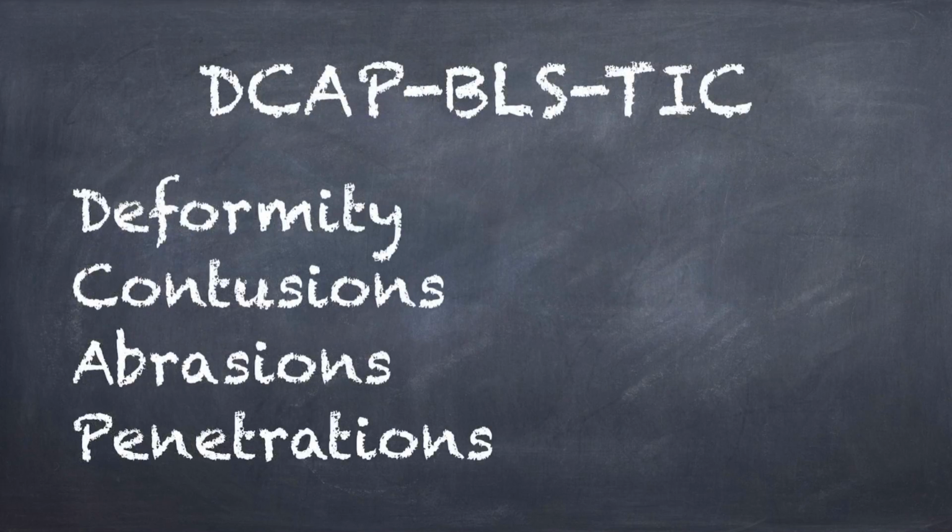Switching gears to trauma patients, when we are trying to assess for injuries, we use this DCAP-BLS-TIC, and some people will say DCAP-BTLS. And D is deformity, so do we see a deformity in an arm or a leg that makes us think we have a broken bone? Do we have some bruising or contusion? Is there an abrasion or scrape? Is there a puncture or penetration to them?